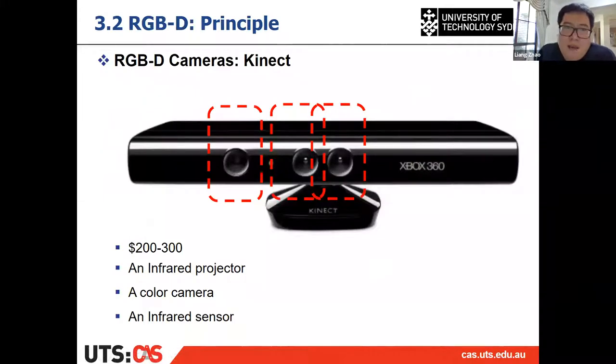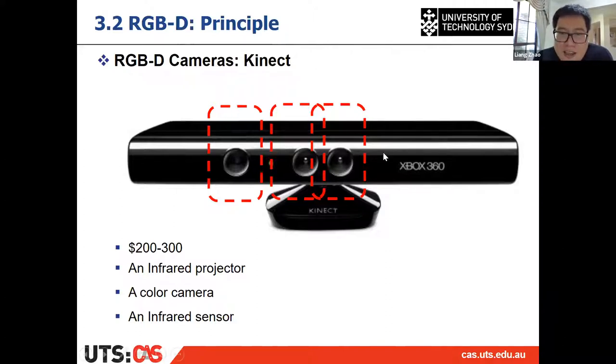Then we have the Kinect. Kinect was not initially designed for computer vision, mechatronics or robotics. It is designed for the Xbox, so that is for gaming. But they opened the SDK, and then we can use it as a normal sensor. After that, it became really, really commonly used. It's quite cheap, just a couple of hundreds.